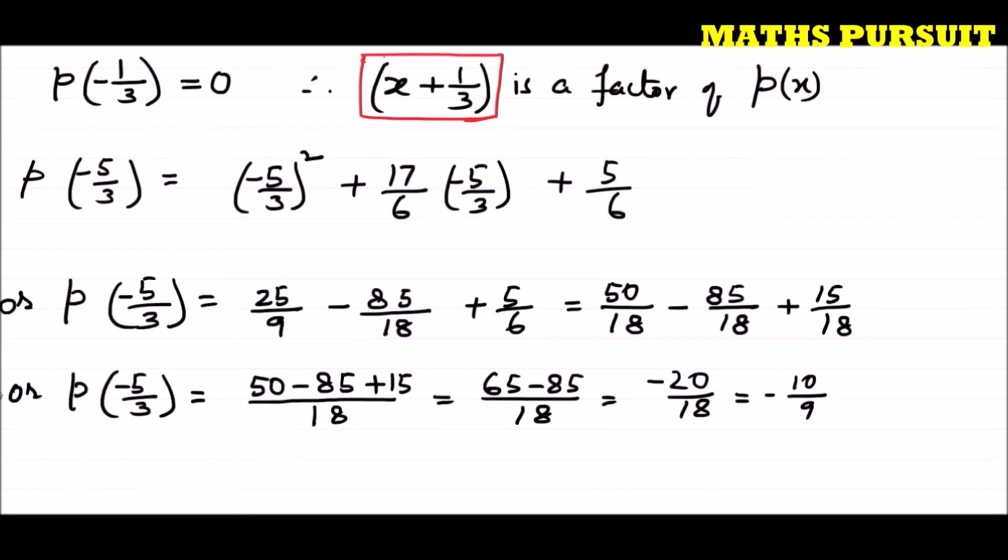So again this is not equal to 0. So we cannot consider this factor, because x plus 5 upon 3 is not a factor of P(x). Why? You could see that P(minus 5 upon 3) is not equal to 0. Therefore x plus 5 upon 3 is not a factor of P(x).